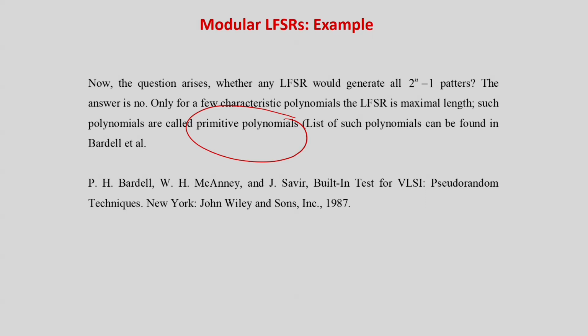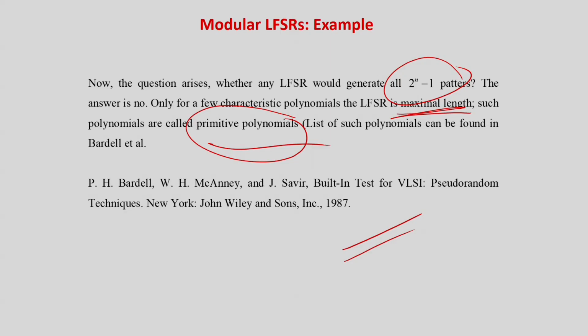Now the question arises: can any LFSR generate these patterns? As I told you, no. Only a few characteristic polynomials make the LFSR maximal length, that is, the entire spectrum is generated. They are called primitive polynomials. This is actually the paper. Here a lot of proofs are presented on what the primitive polynomials are, what length you should select, and what the area impact is, because based on the polynomial size or type you have to put the XOR gates, correct?